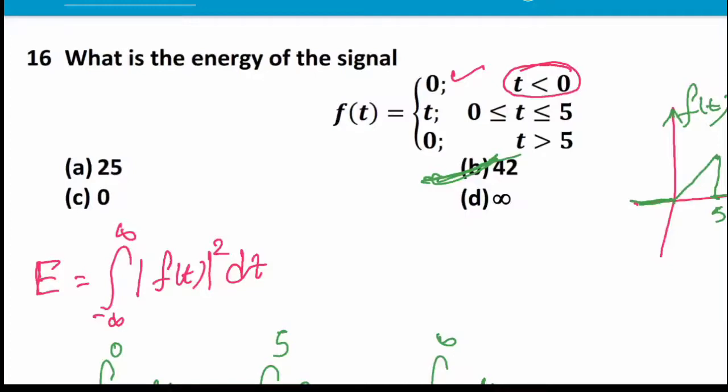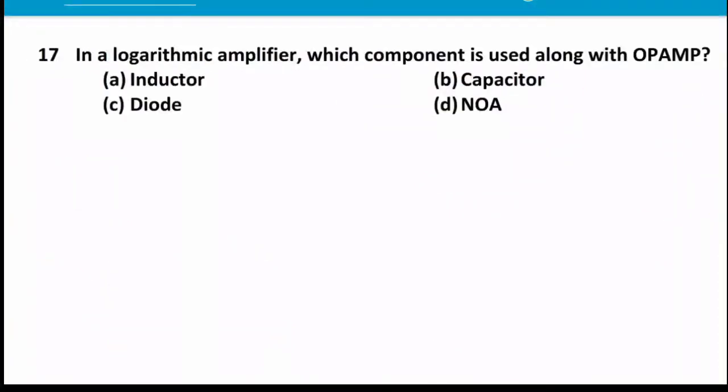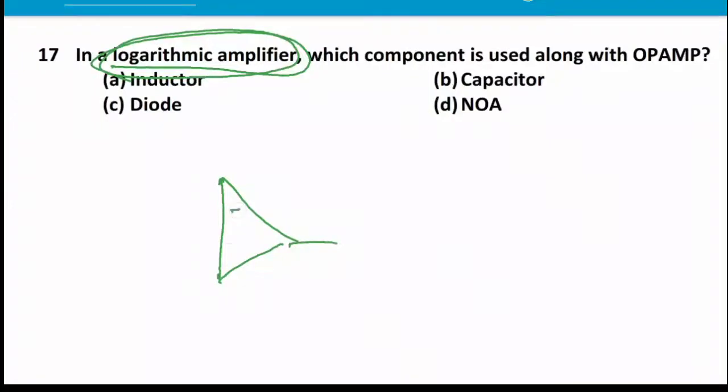Next question, question number 17. In a logarithmic amplifier, which component is used along with an op-amp? Here is a logarithmic amplifier using an op-amp. So how is this designed? It is designed like this. This is the op-amp, this is the inverting terminal, this is the resistance R, and here is a diode.